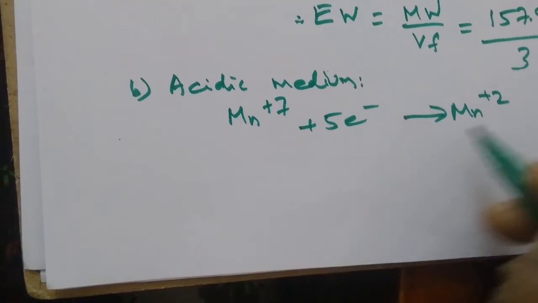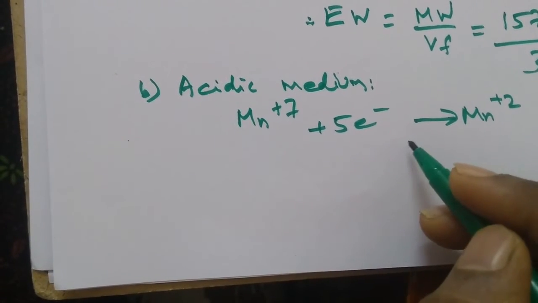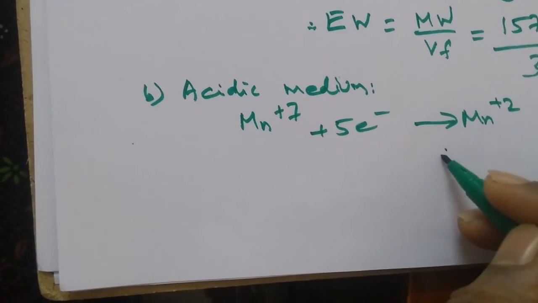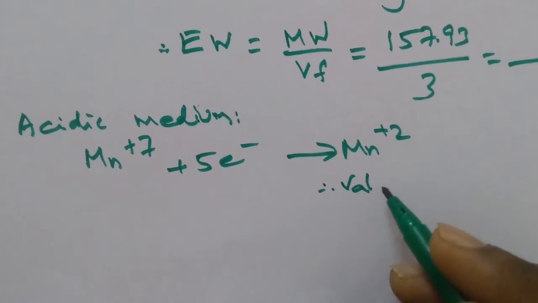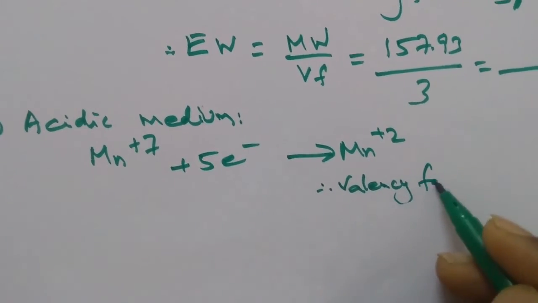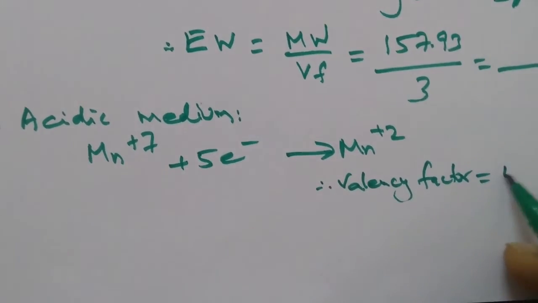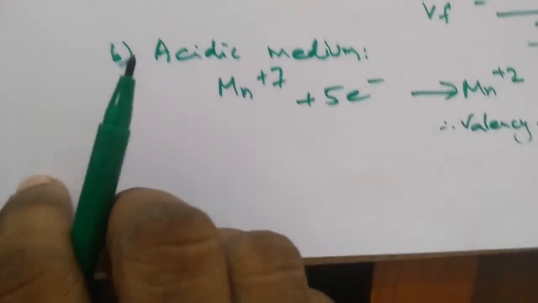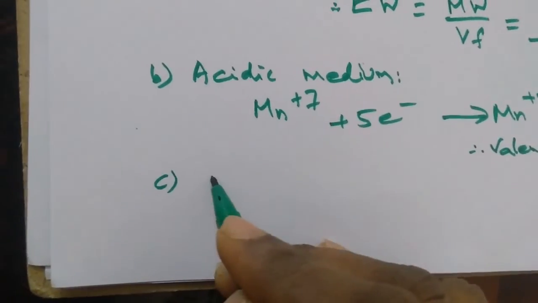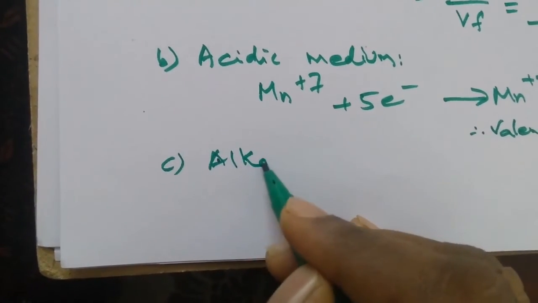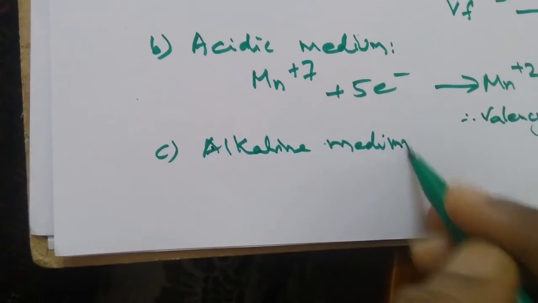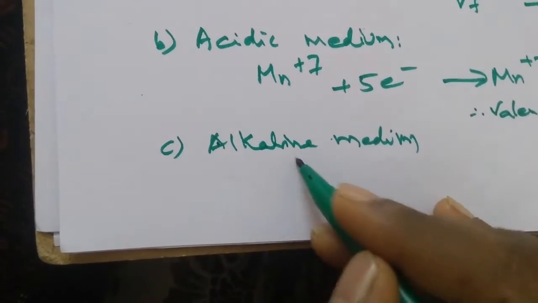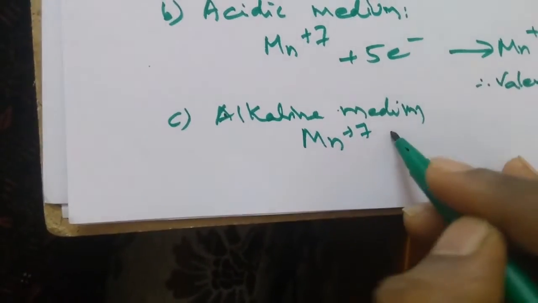Valency factor is 5. So next, do the same for alkaline medium. In alkaline medium, manganese 7 plus will become manganese 6 plus. That means valency factor is unity. Valency factor is 1.